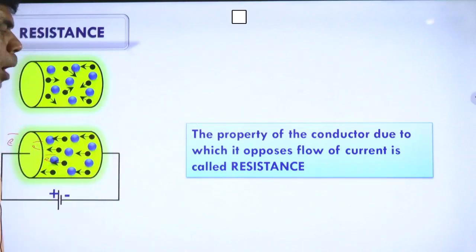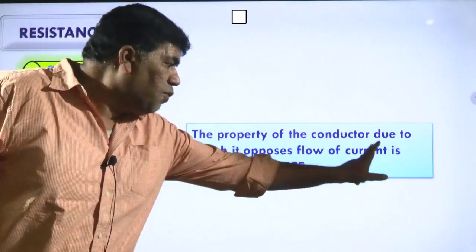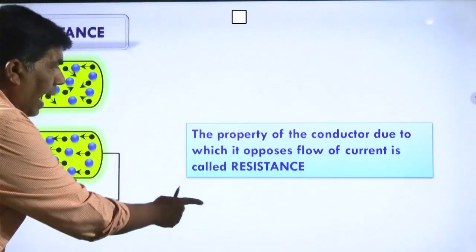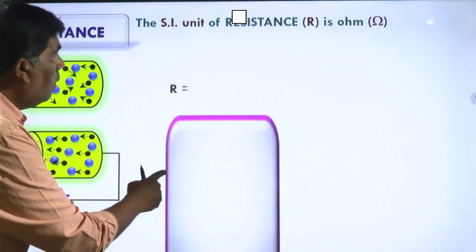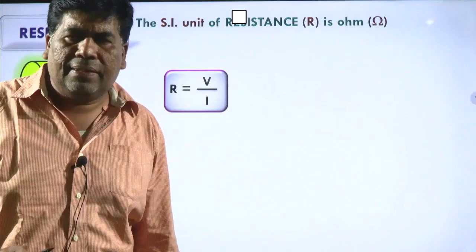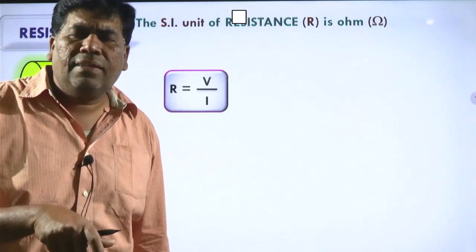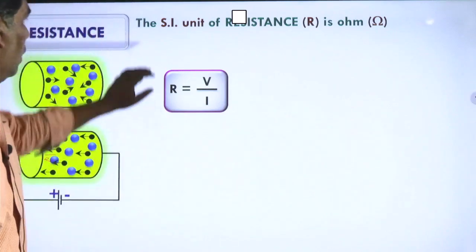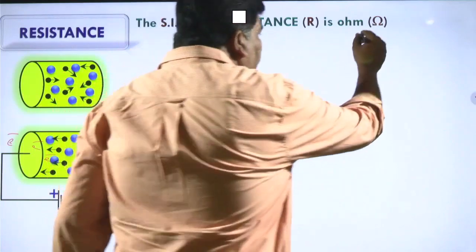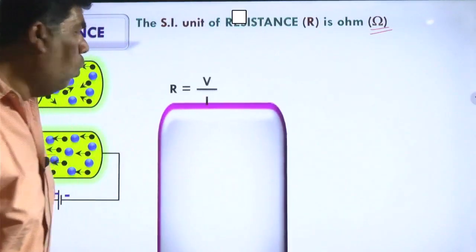The property of a conductor due to which it opposes the flow of electrons is called resistance, that we have learned. And one more thing, this resistance depends on the number of particles. If particles are more, there is more resistance. If particles are less, we experience less resistance. The SI unit of resistance is ohm, denoted by the symbol omega, children.